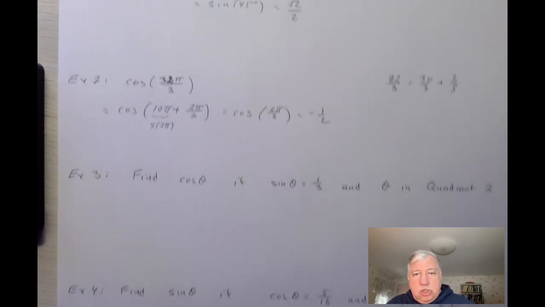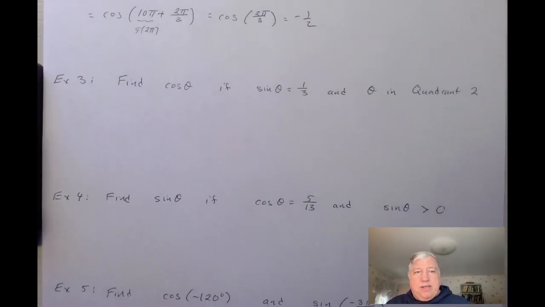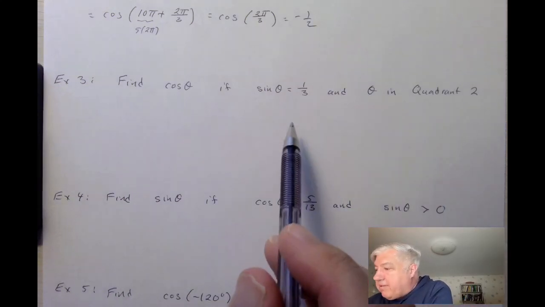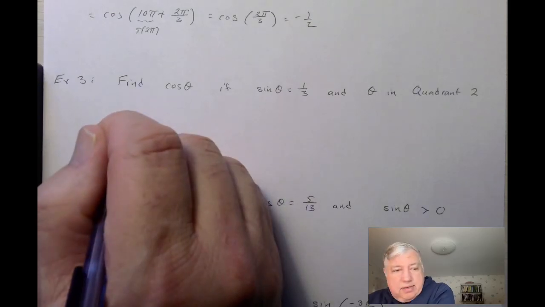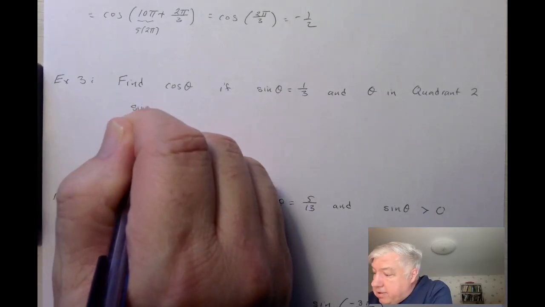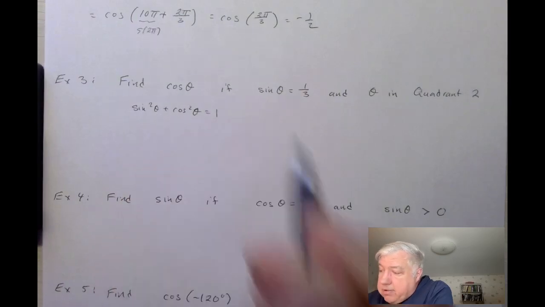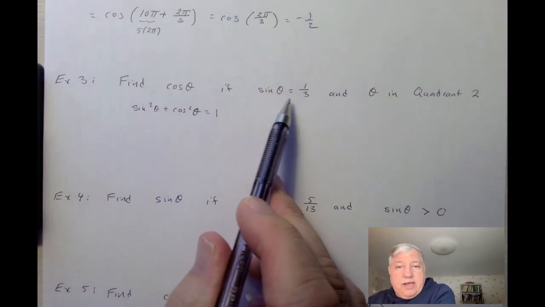All right, let's look at something where we use the fundamental identity. So let's say find the cosine if sine of theta is 1/3 and theta is in quadrant 2. We'll see why the quadrant is important in a minute. But we know that, again, sine squared plus cosine squared of theta is equal to 1. And in this case, the sine is 1/3.